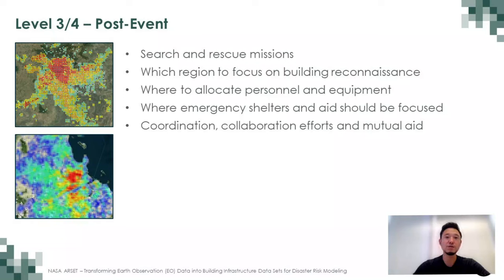So if we look at the first two, search and rescue missions, which region to focus on, building reconnaissance, level 3 data, we know where the highly vulnerable percentage of buildings are. Start looking there. Level 4 data, if structural assumptions are made based on the existing site-specific data, we can start looking for those bad actors too. Perhaps level 4 data has population data as well in it. So we look at those regions where large populations are exposed. Where to allocate personal equipment, and where emergency shelters and aid should be focused.